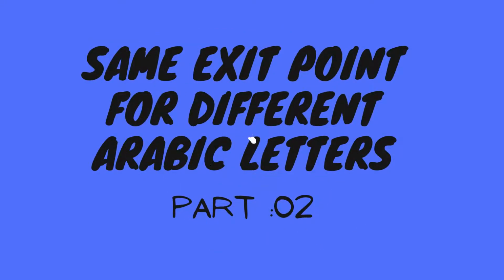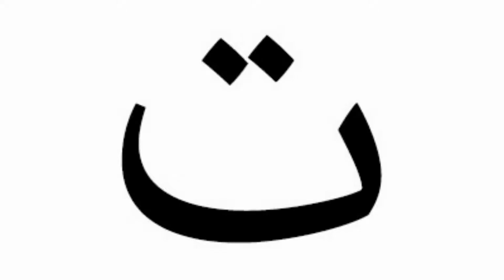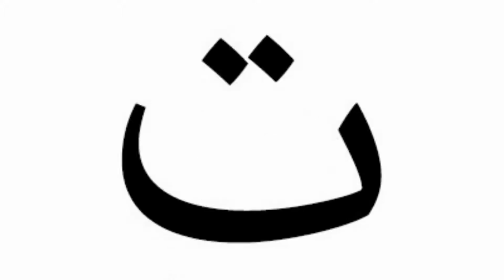Bismillahir Rahmanir Rahim. In this video, we will learn ta, dal, and ta with their exit point. As I already have explained in our first part, in Arabic language we have the same exit point for different letters. So ta, dal, and ta, they have the same point. So today we have ta here and dal, ta. Ta with two dots at top, dal without dot, and ta without dot.